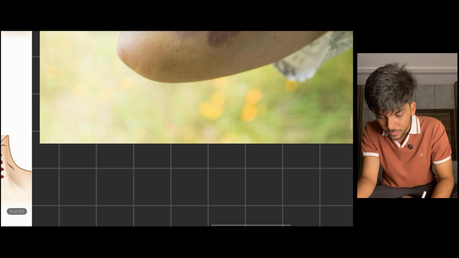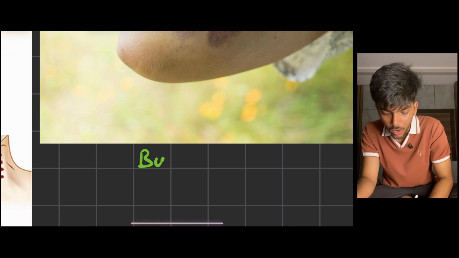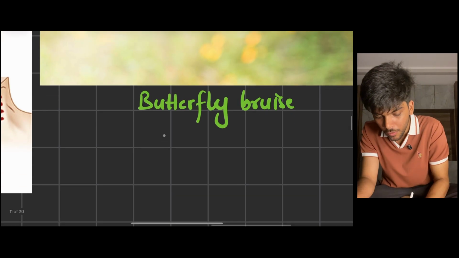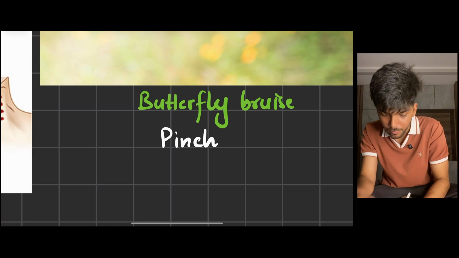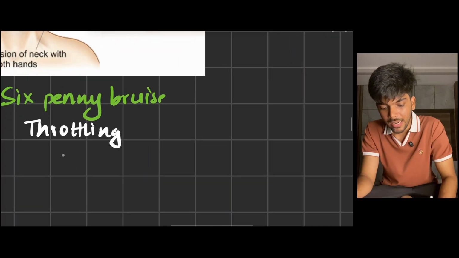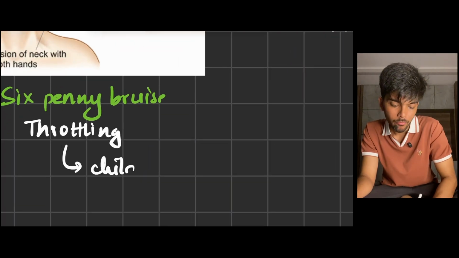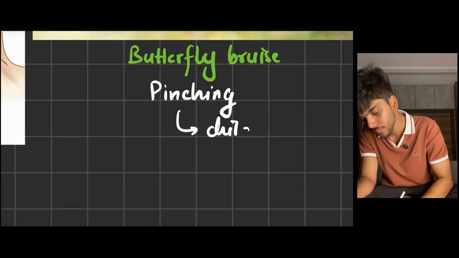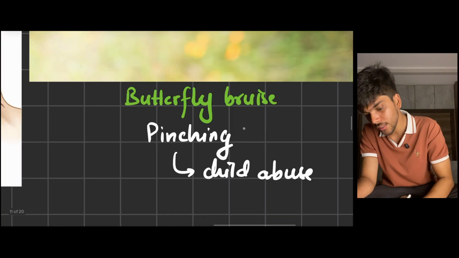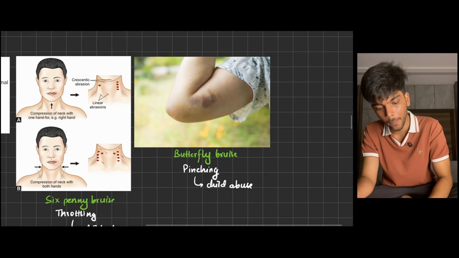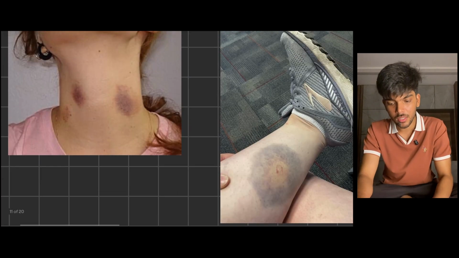Then there's your butterfly bruise. Butterfly bruise is as a result of pinching. When you pinch the skin, right? So it can be seen in child abuse, and this can also be seen in child abuse. Here's the butterfly shaped bruise due to pinching.